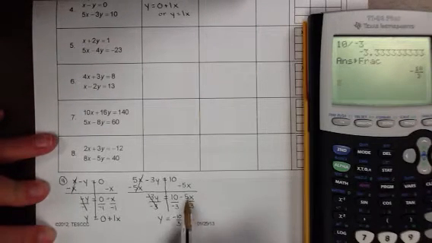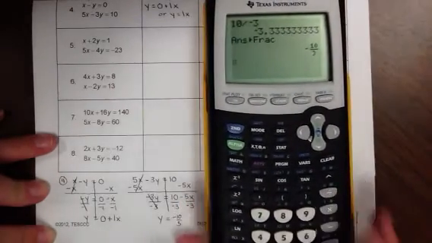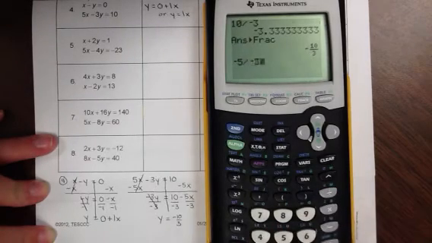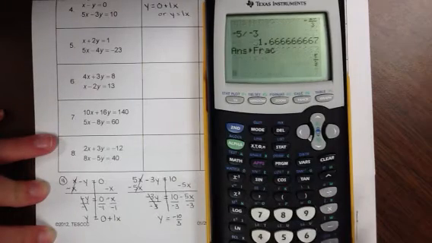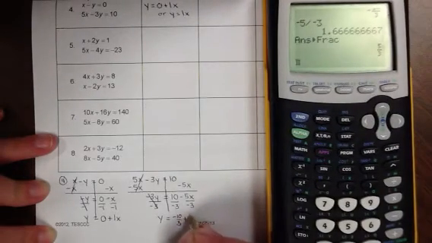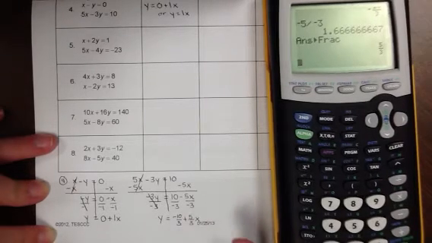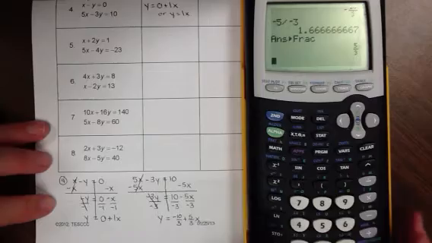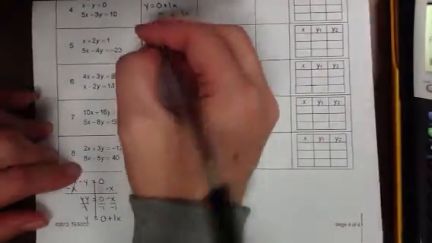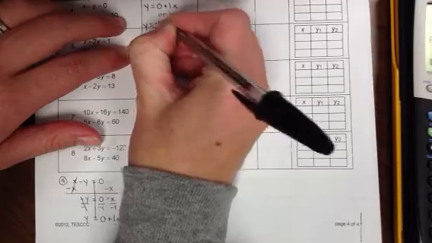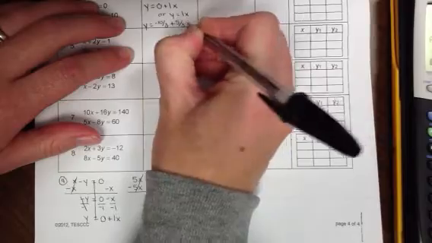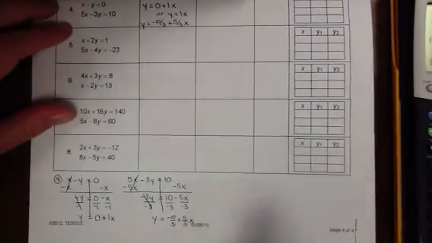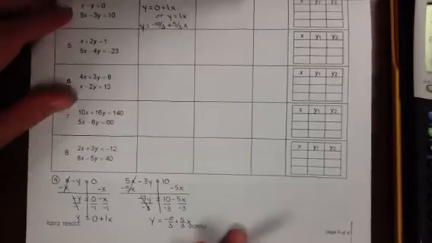Good. And then over here we have negative 5 divided by negative 3, so we're going to do that one. Again, it gives me a decimal, so I'm going to math, frac, enter, and it gives me 5/3. So notice our equations are not very pretty, okay, and then we're going to write this one in our box as well. So this is y equals negative 10/3 plus 5/3 x. So then we've moved the equations into y equals mx plus b.